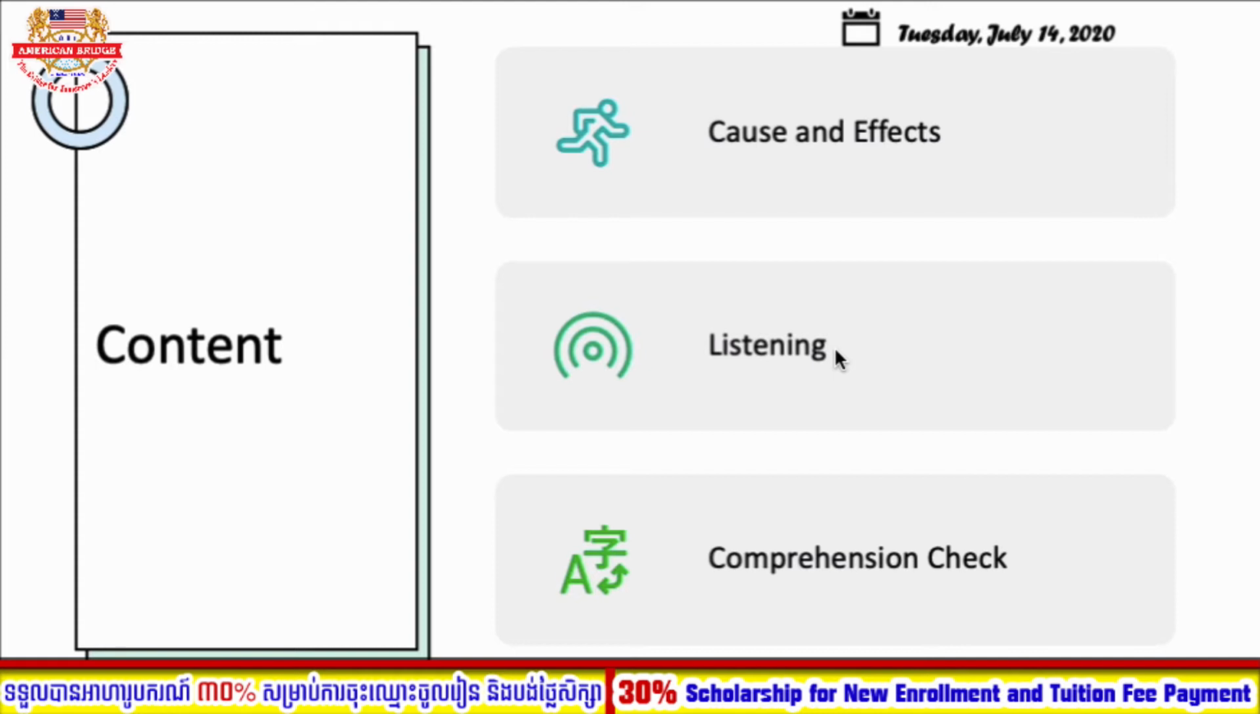Last but not least, after you finish listening to the conversation, there will be a question for you to answer, which is to check your comprehension of how much you understand the conversation. So without any further ado, let's start with our first point, which is cause and effect.